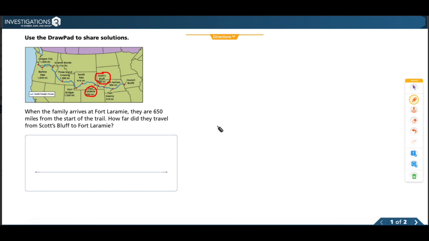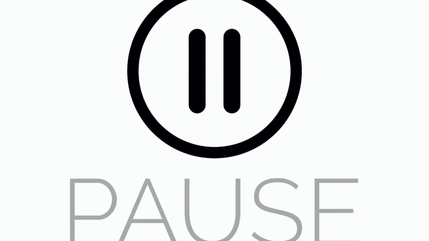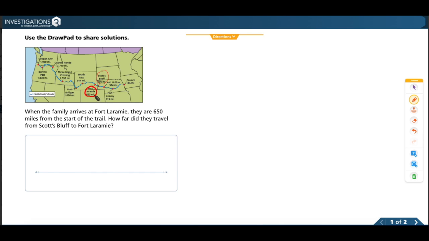Pause me and think about how many miles they have traveled so far when they stopped at Scotts Bluff. At Scotts Bluff, they already traveled 596 miles, and then we're trying to figure out the distance from Scotts Bluff to Fort Laramie, which is here. Pause me and take notes of the most important parts of this problem.